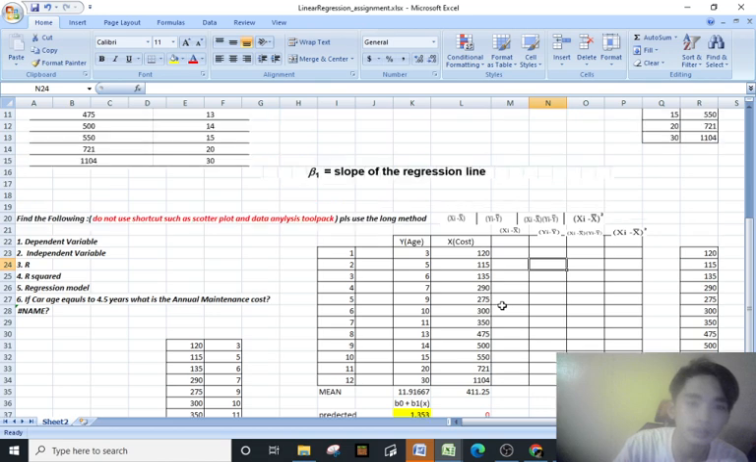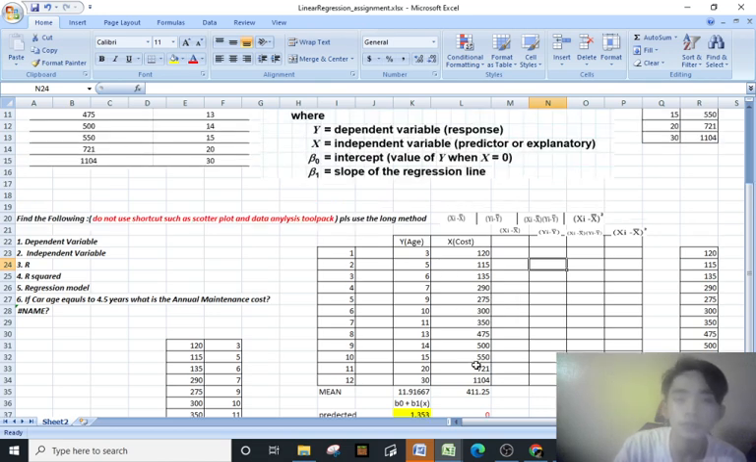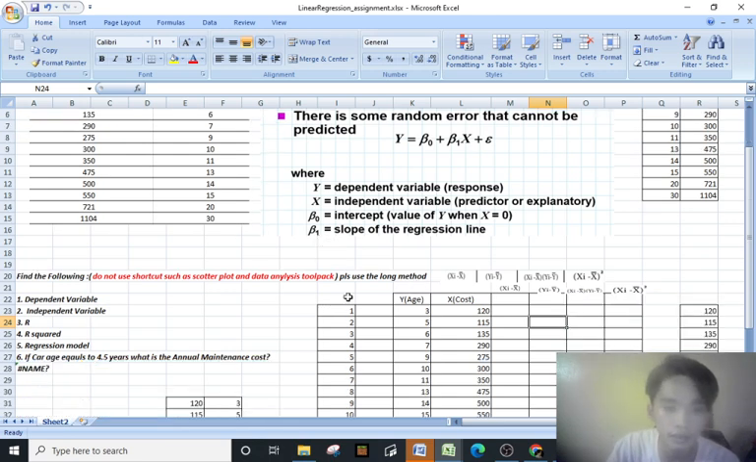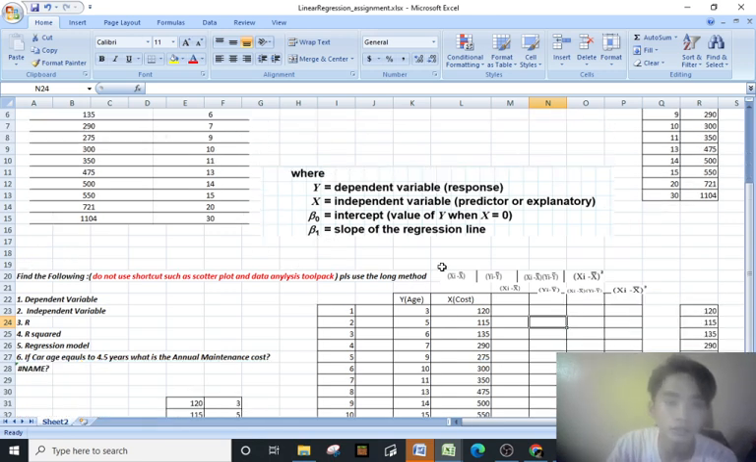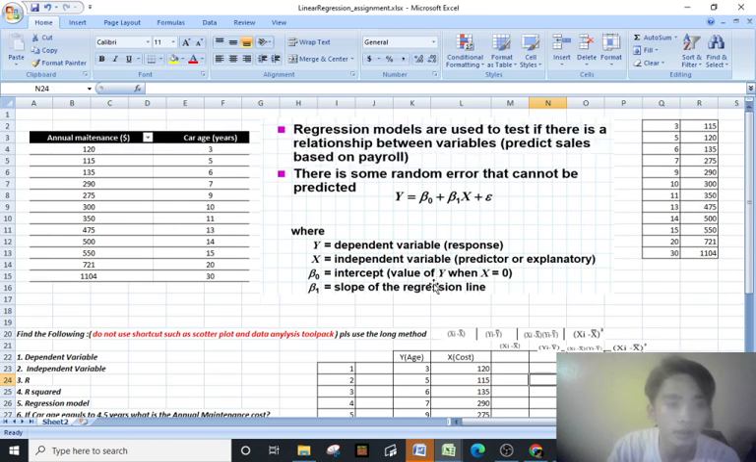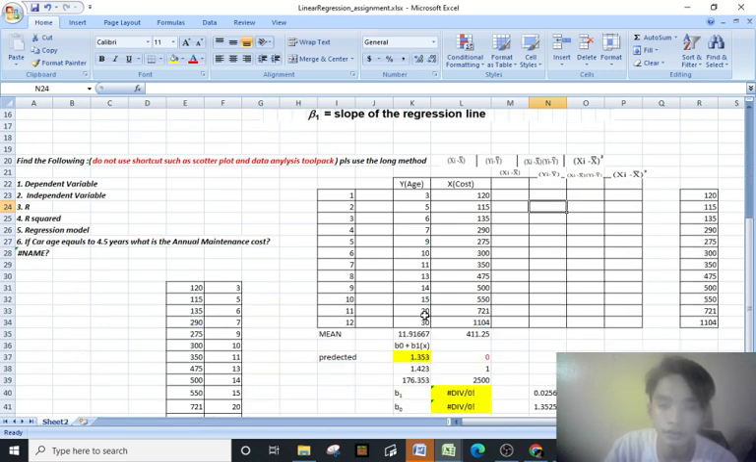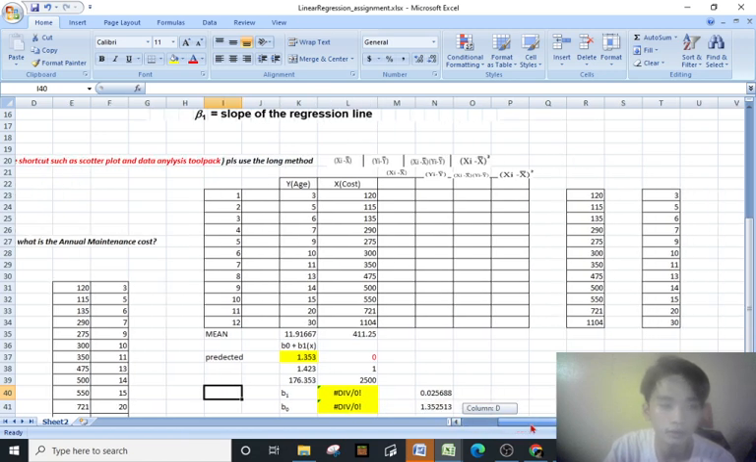Here is the data that was given by Sir Kanama. First, I copy and paste the maintenance cost as x, and the car age in years as y. To find the answers to these five questions, I must use the method that Sir Kanama discussed with us.